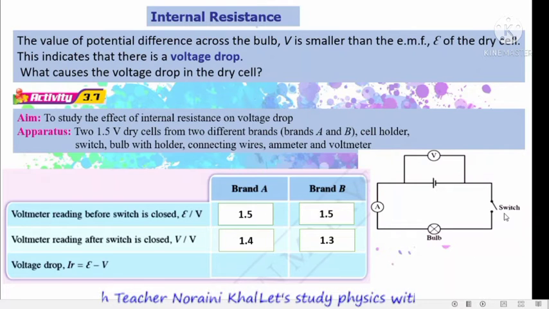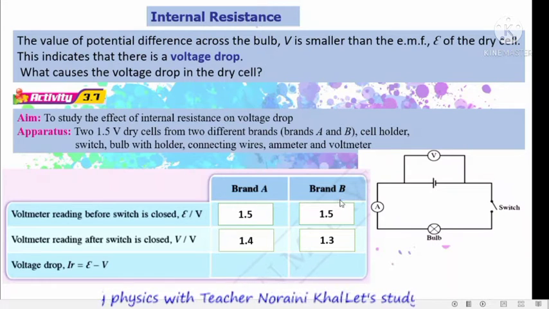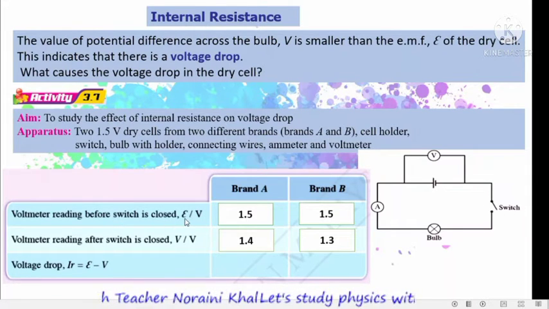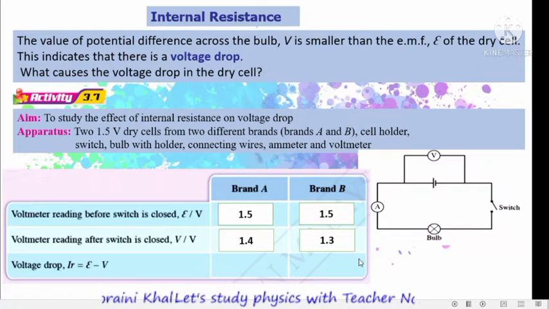First, with the switch open, record the voltmeter reading for brand A, and then close the switch and again record the voltmeter reading for brand A. Now replace battery A with brand B. Repeat the same steps: open the switch and record the reading of the voltmeter, 1.5 volt, and then close the switch and record the reading of the voltmeter, 1.3 volt.